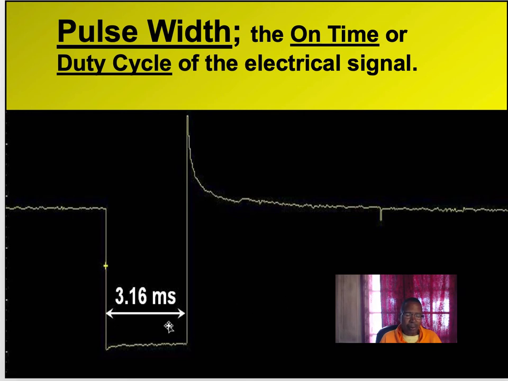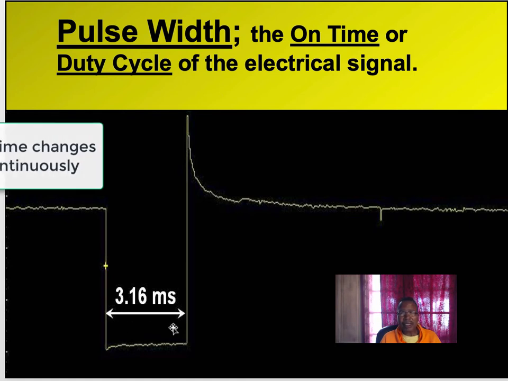The pulse width is from here to here. See, it says here 3.1 milliseconds. That's the time it turned on to the time it turns off. That's your pulse width, on versus off. The amount of time it's on.